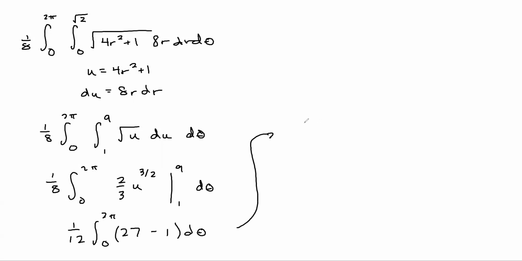We could move that out. 26 over 12 would be 13 over 6, 0 to 2 pi, d theta. That just turns into 2 pi. And this turns into 13 pi over 3. So there's a second example. And then in my notes here, I did one more.